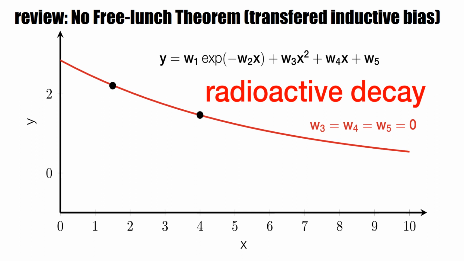The question then is, where does this extra knowledge come from? Where does this inductive bias come from? For example, we may know that radioactive decay leads to an exponential function. And that's why we want to fit with w1 times e to the minus w2 x, where x would be the time t. So knowing a physical law, having extra knowledge, gives us the necessary inductive bias.